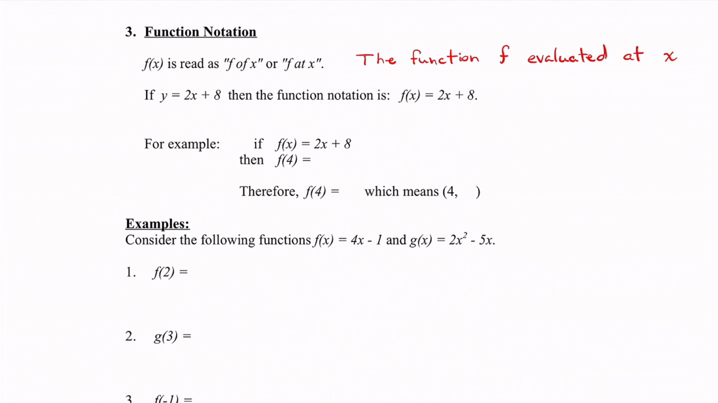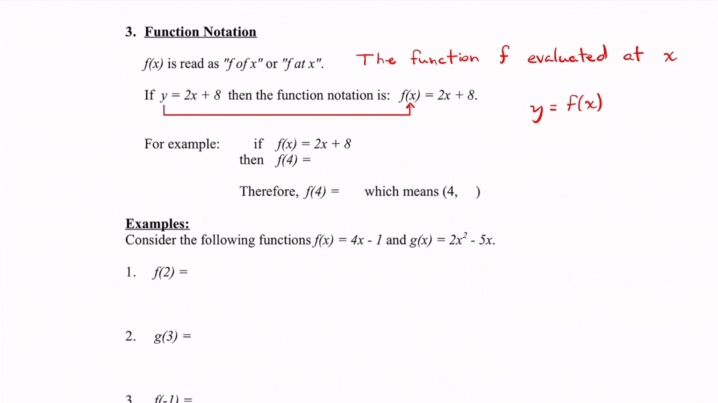Okay, so looking at this next thing here, it says if y was equal to 2x plus 8. So here is a function. It's just written a little bit differently. The function notation for this is f of x equals 2x plus 8. So the only thing that was changed there was y changed into f of x. So y is equal to f of x. They essentially mean the same kind of thing.